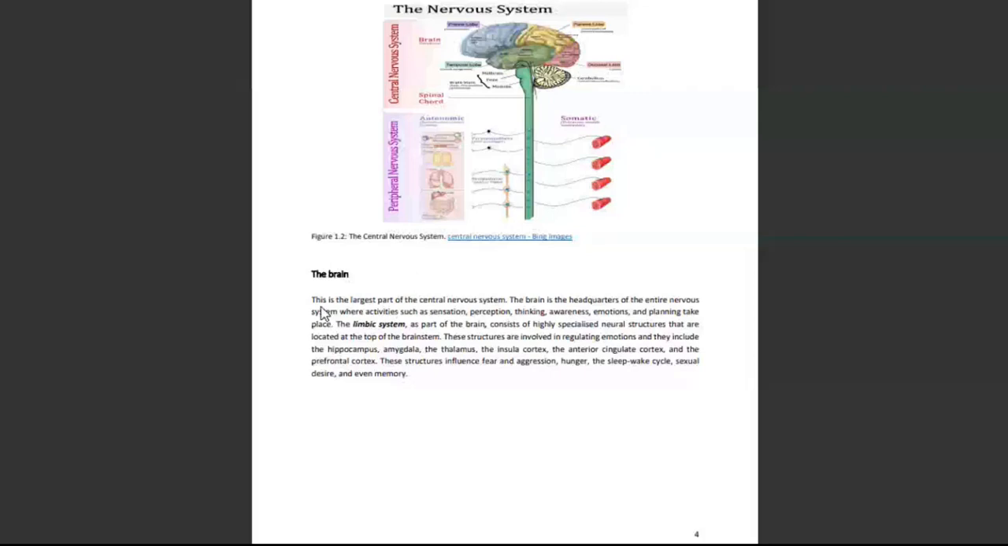What happens in the brain? They say this is the largest part of the central nervous system. The brain is the largest part of the central nervous system. The brain is the headquarters of the entire nervous system, where activities such as sensation, perception, thinking, awareness, emotion, and planning take place. Then they will ask you where your sensation, perception, thinking, awareness, emotions, and planning happen. It happens in the brain, the headquarters. Sensation, the senses, perception, the view, thinking, awareness, emotions. Through the brain.